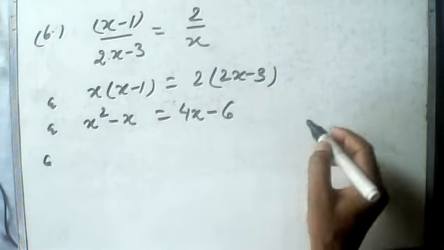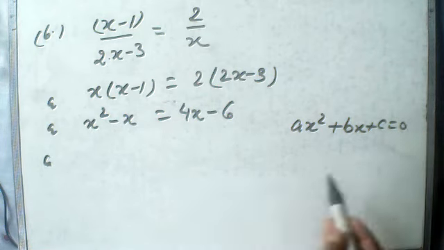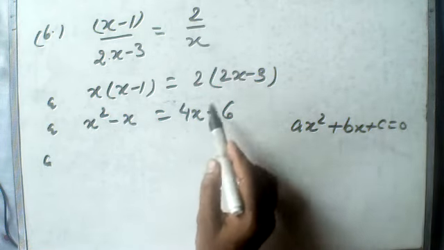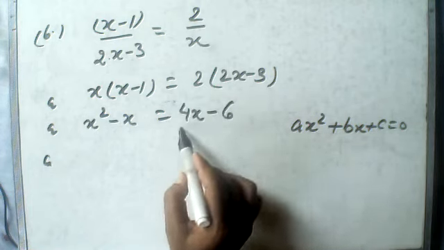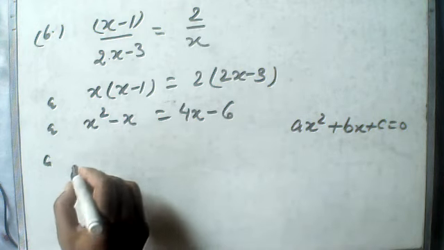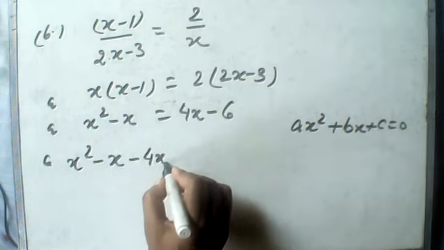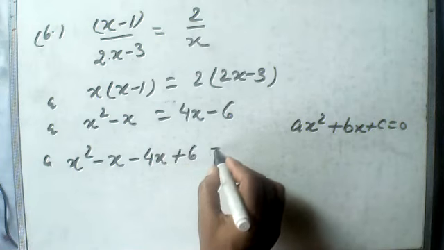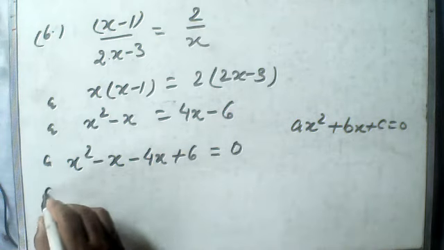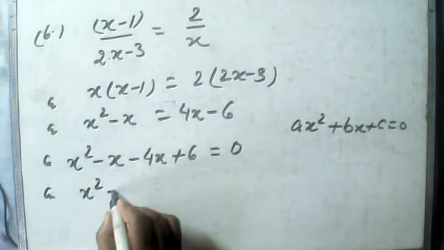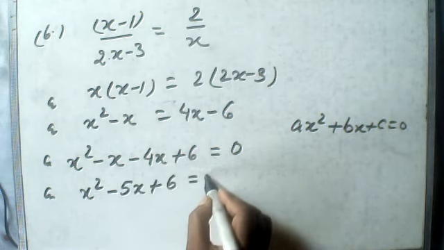Now we change this into the form ax squared plus bx plus c is equal to 0. We must have 0 on the right side. To make this 0, we need to bring this to the left side. So x squared minus x plus 4x will be minus 4x, and minus 6 will be plus 6 when it is transferred to the left side, and the right side is 0. x squared minus x minus 4x, minus 5x plus 6 is equal to 0.